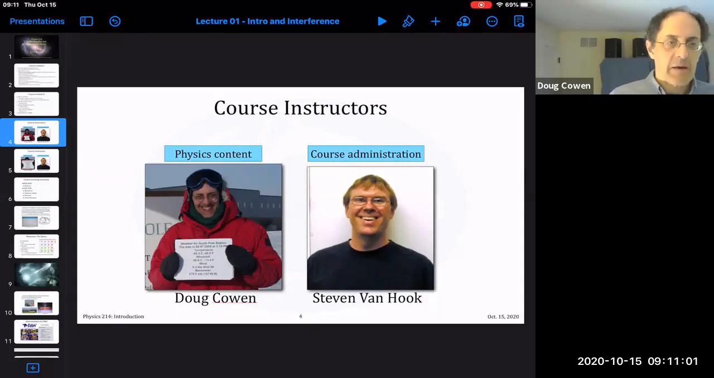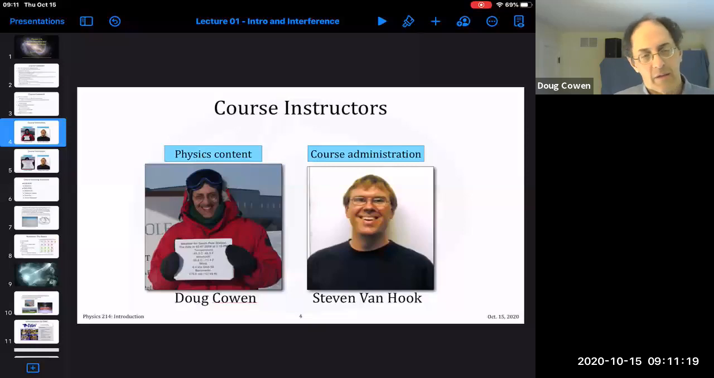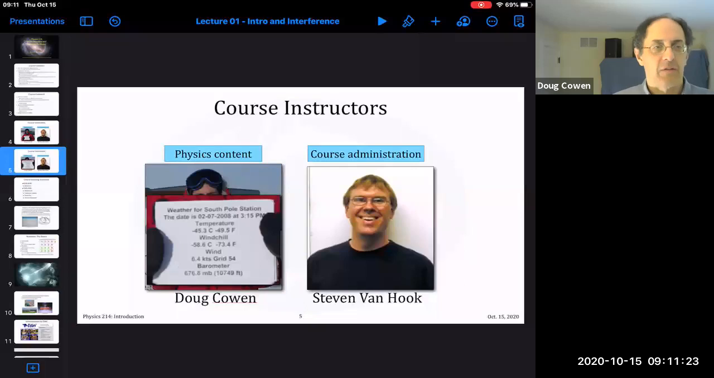That picture of me there is taken at the South Pole in Antarctica, where I work with a number of other physicists and astronomers on an experiment called IceCube. It was taken 8 years ago, and that sign I'm holding there is the day's temperature and weather. And you can see there's a smile on my face, and you can see from the temperature that day, which is -73 Fahrenheit with wind chill, that smile was basically frozen on my face for a while.